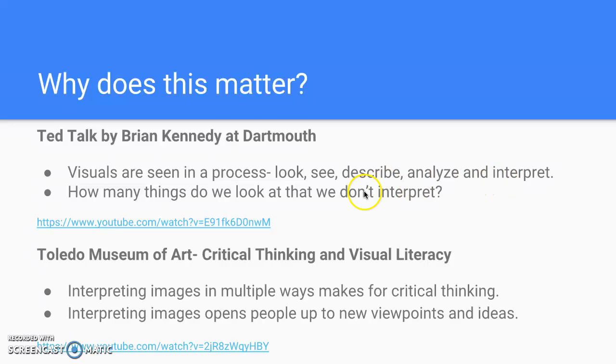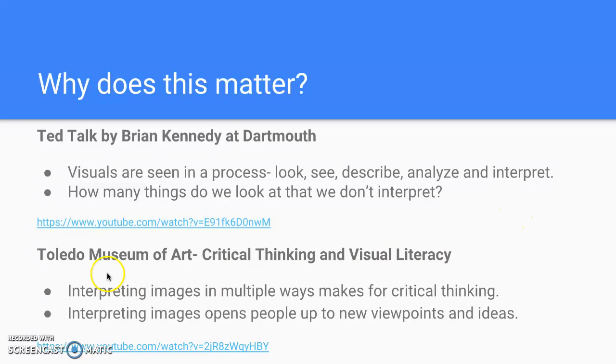But Brian was saying, well, how many things do we look at that we don't interpret? And I think that's so true, right? We look at things all the time. I think he had said 90% of what we interpret is visual. But how deep do we actually go into interpreting the things that we look at? And that was kind of his whole point, that kids need to understand how to do this, because visual literacy is not a skill in itself, but it uses other skills to form connections.